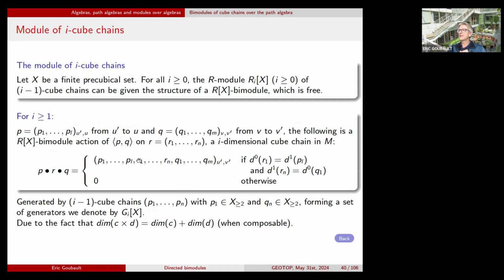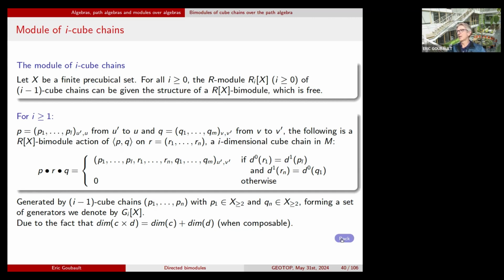The fact it's free is not difficult to show. It's going to be generated by I minus 1 cube chains that have the first element and the last element P1 and Pn, which are cells of higher dimension, which shouldn't be of dimension 1, which shouldn't be edges. And that's the generators as an R of X bimodule of these I minus 1 cube chains.